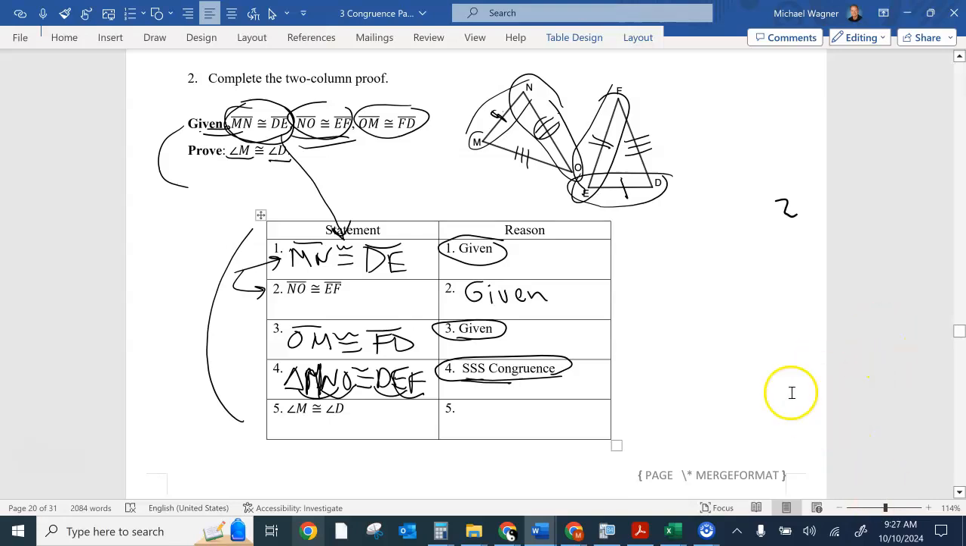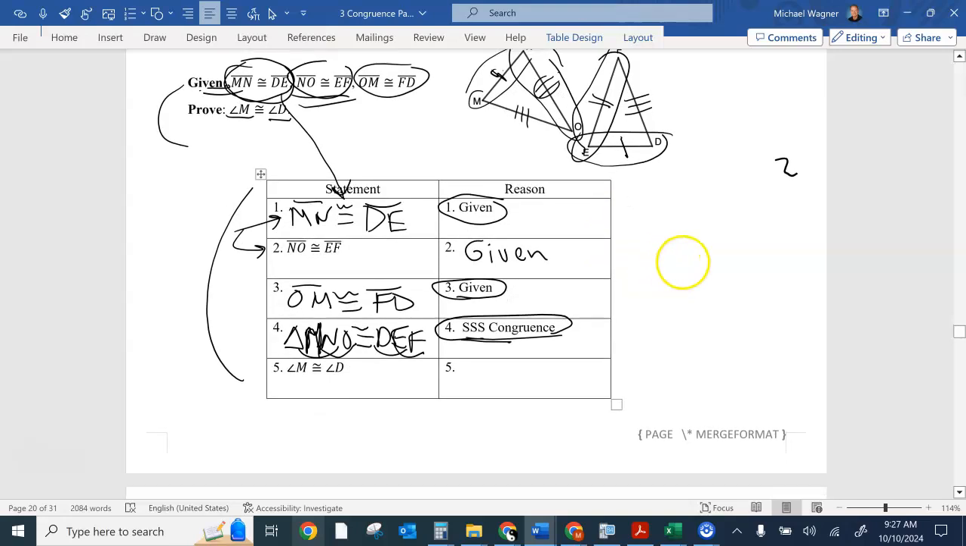Okay, good practice. Now, we're not done, because we weren't trying to prove that the two triangles are congruent, but we know this. If the two triangles are congruent, then all their angles are congruent. If they're congruent because of all their sides, that means all the angles are automatically congruent as well. So how do we know that angle M is congruent to angle D?